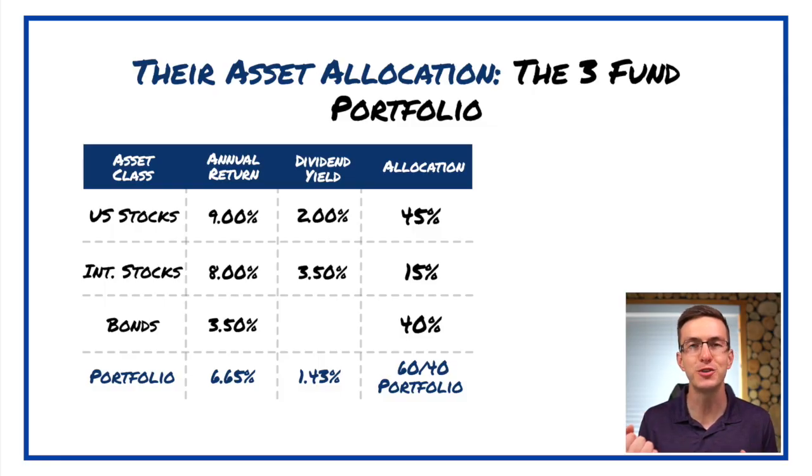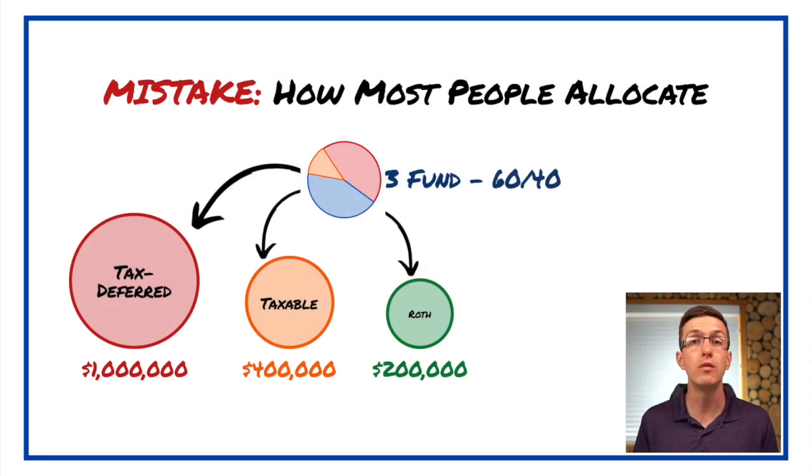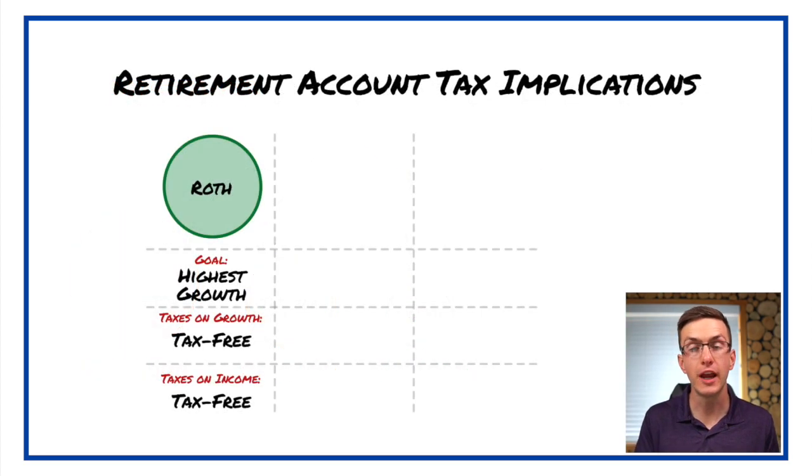Now, this couple is using a very simple three-fund portfolio of US stocks, international stocks, and bonds. And as you can see on the screen, this allocation essentially equates to a 60-40 portfolio. Now, a big mistake that I see from a lot of retirees is they'll simply hold that overall allocation in every given account. Now, this seems logical on the surface, but is actually a pretty big mistake. The problem here is we're not considering taxes. Each retirement account that you have has different tax implications.